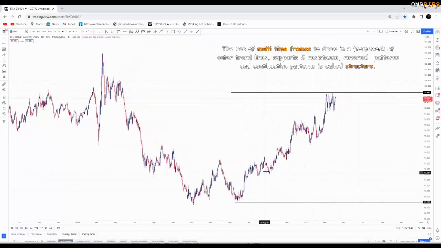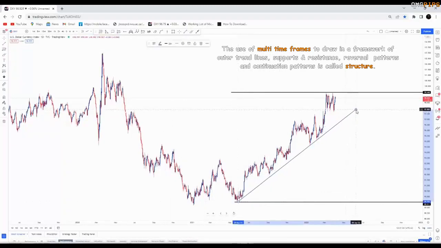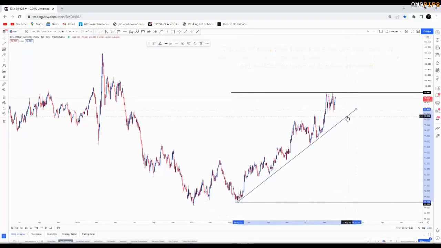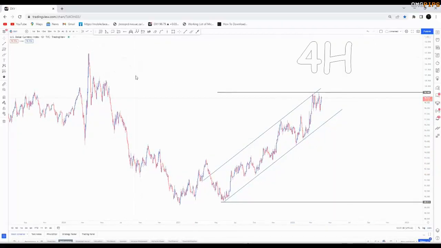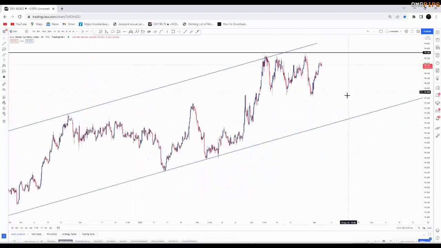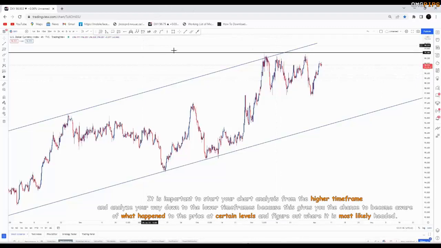Zooming out, you can actually see that it's a bullish market. So now let's draw our trend line and definitely put it right there, copy it to the top and have it right there. Okay, so let's drop it to a 4-hour time frame.